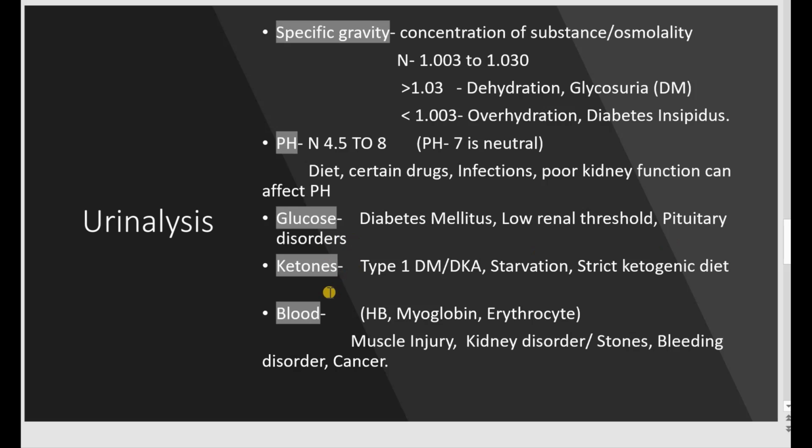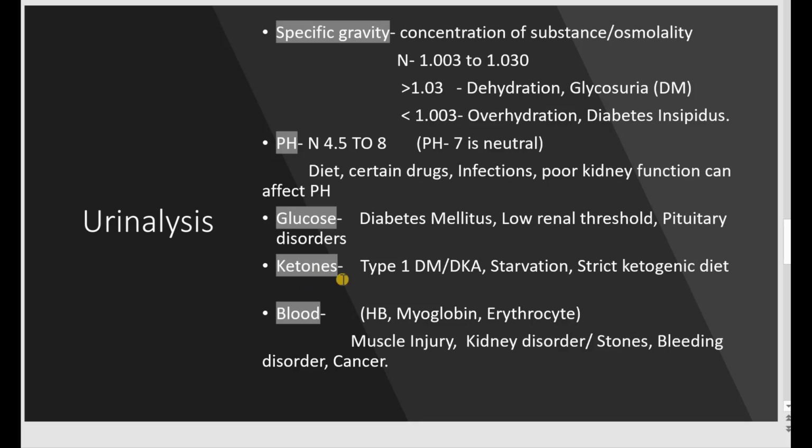Next is ketone. Normally urine ketones are negative. If present, rule out type 1 diabetes mellitus. In type 1 diabetes mellitus, there is no insulin. As a result, cells cannot convert blood glucose for energy, so the body uses fat for energy production, and whenever fat is metabolized, ketones are produced as a byproduct and get excreted through the urine.